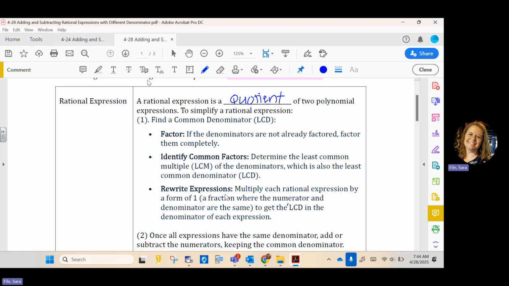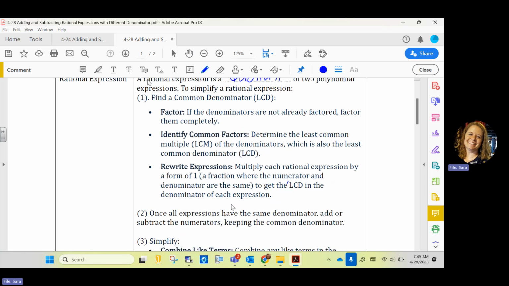And you rewrite your expressions by multiplying each rational expression by a form of one, a fraction. Anything over itself is one, right? So whatever you have to multiply the denominators by to get them to be the same, you also have to multiply the numerators by, because you can't just change the value of the expression. So to keep it equivalent, whatever you multiply the denominator by, you have to multiply the numerator by.